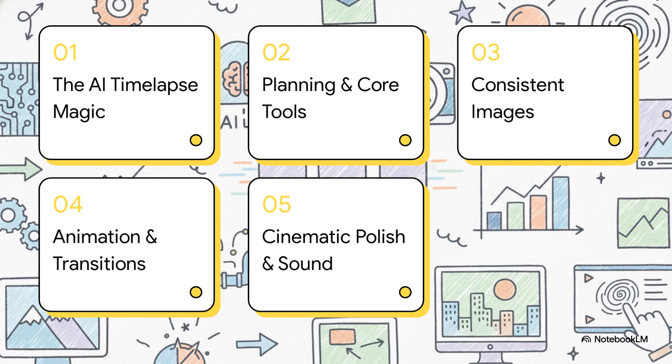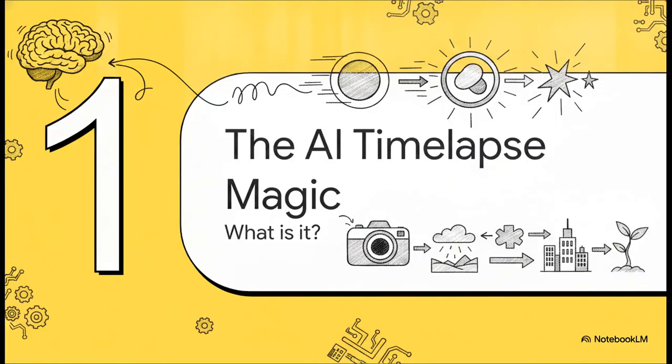So here's our roadmap for today. We're covering the AI time-lapse magic, planning and core tools, generating perfectly consistent images, animation and smooth transitions, and finally cinematic polish and sound. Let's kick things off with Section 1, the AI time-lapse magic.